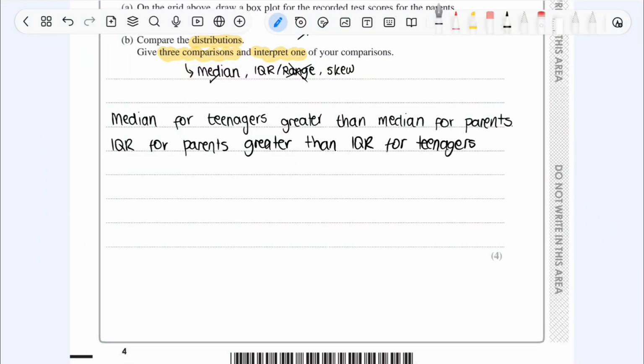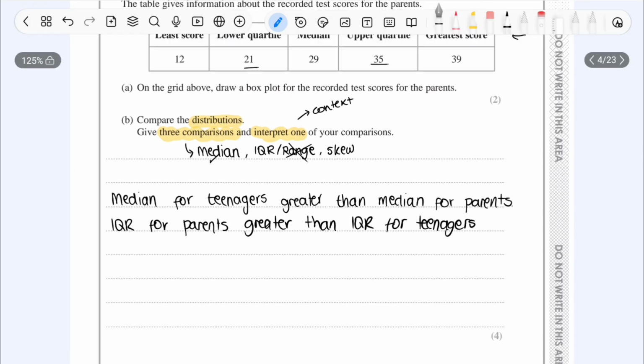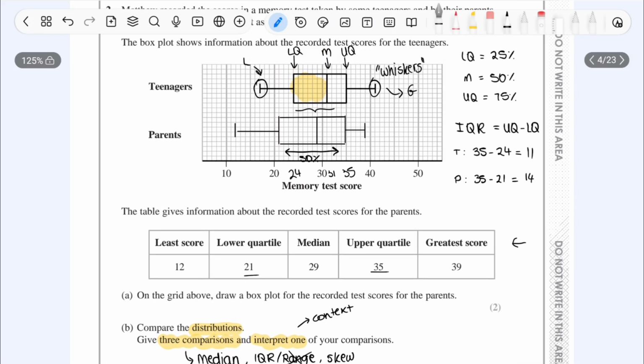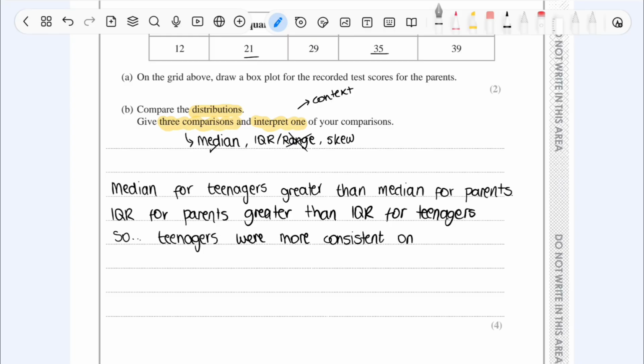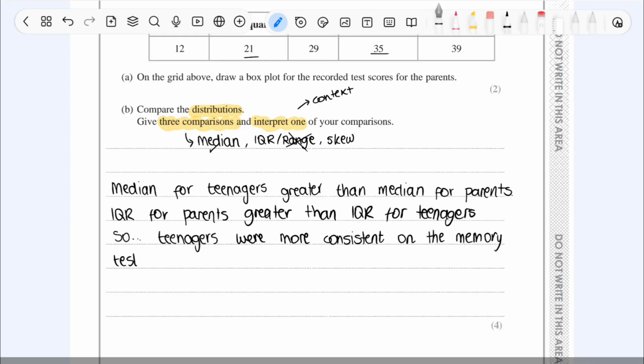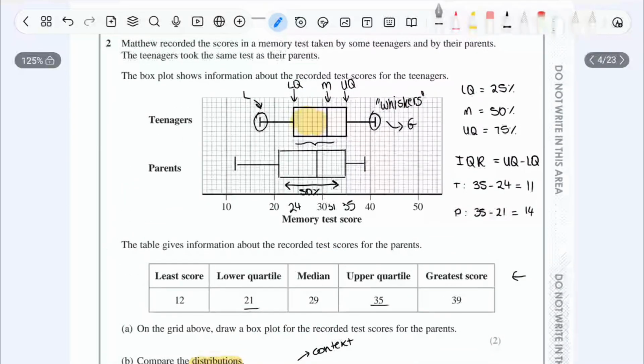Now this is one of the safer bets to put your comparison or your interpretation in, so I'll put it here. And what can we gather from a higher IQR? If the IQR shows the middle 50% in your data, and the IQR value for the parents is larger than the teenagers, that indicates that there is a larger difference in the middle 50% for the parents than the middle 50% of the data for the teens. So what we can say is that the teens tend to have more consistent memory scores on their tests. Okay, so we've done that.